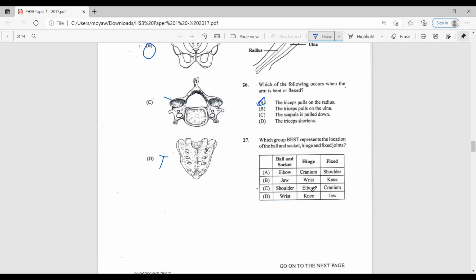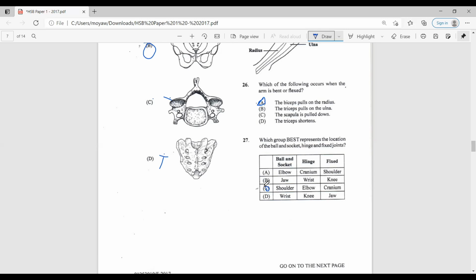So we have some more joints. So the answer is definitely C. So just some knowledge. The hinge joints are going to allow movements in one plane only, such as the movement when a door opens. It's going to move in one plane. Examples: the elbow, the knee, and the finger joints.